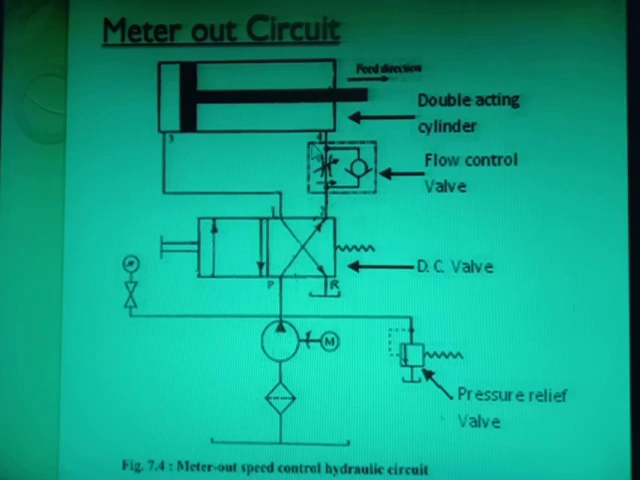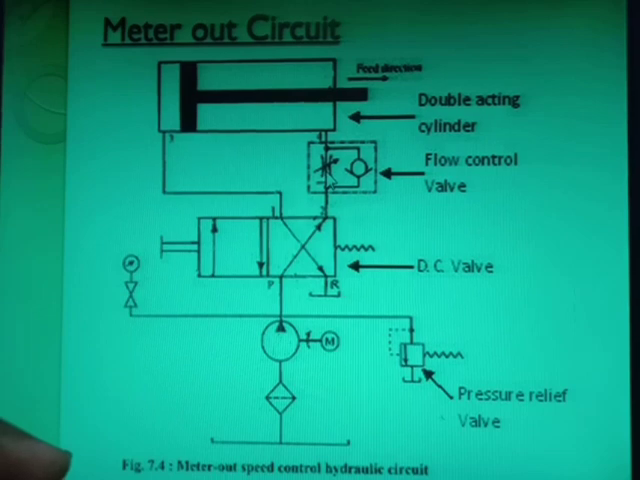Both the meter in and meter out hydraulic circuits are used for controlling the speed of the actuator in only one direction. If you want to control the speed in both directions, you have to provide two flow control valves, one at the rod end and another at the blind end, each with an integral check valve. Then only can you control the speed of the actuator in both directions.